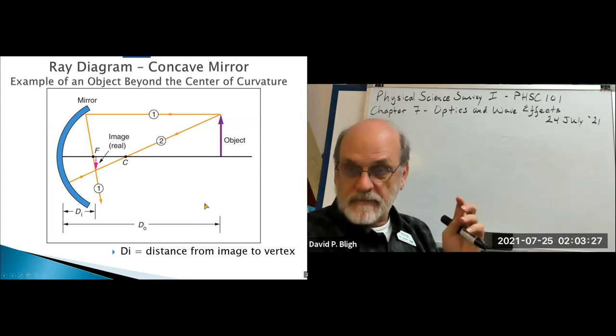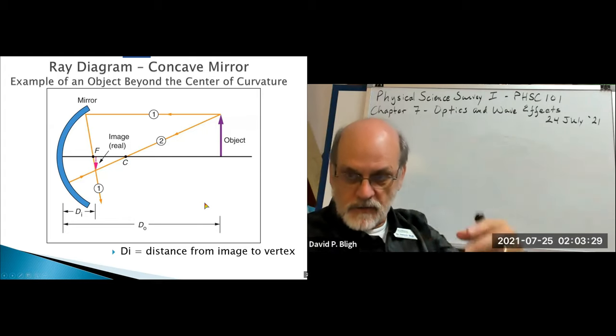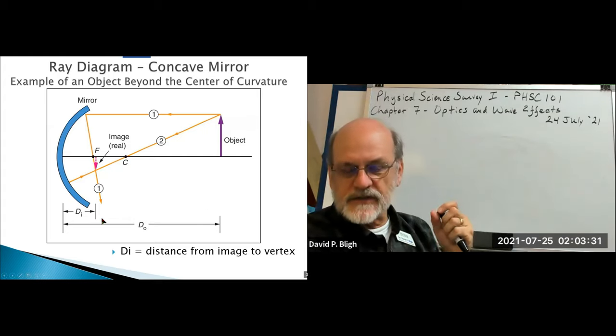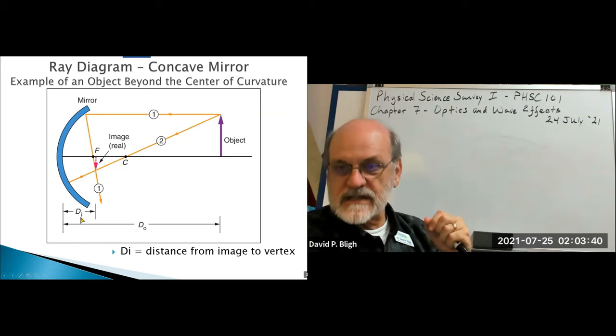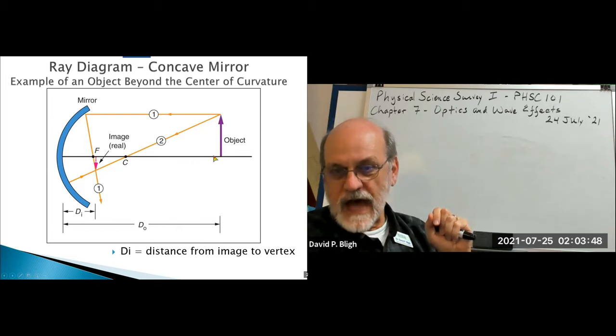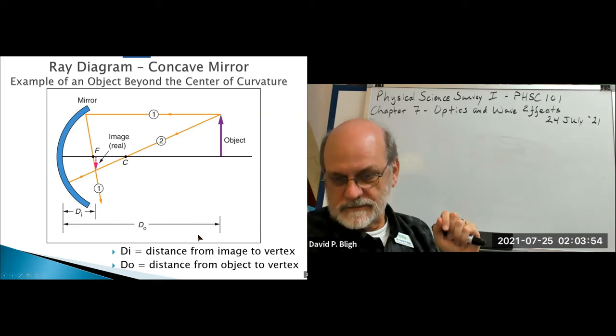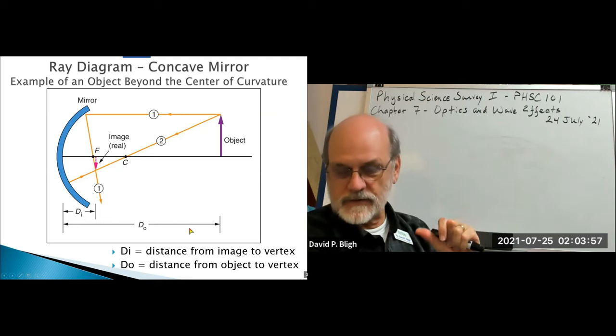There are two other measurements that can be drawn from this ray diagram. One is the distance to the image. From the vertex to the image along the principal axis is D sub I, distance to the image. And along the principal axis from the vertex to the object, the base of the object, is the distance of the object. Okay, those two values.